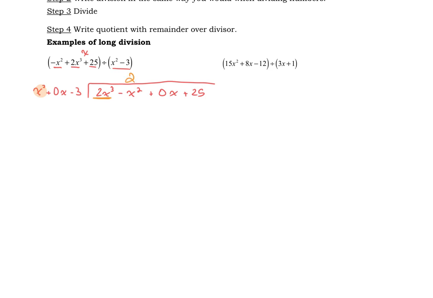Well, I need a 2 because it has a leading coefficient, and I need another x. So now what you're going to do is multiply that 2x times everything here. So 2x times x squared is 2x cubed. 2x times 0 is 0x squared. 2x times negative 3 is negative 3x.